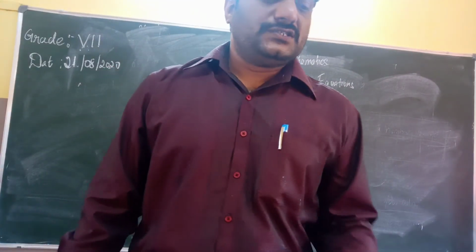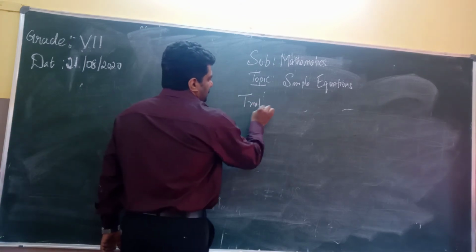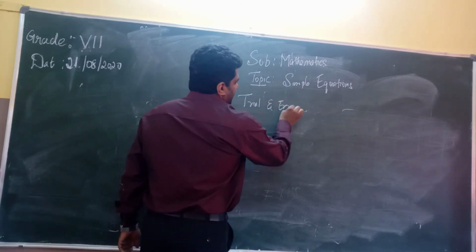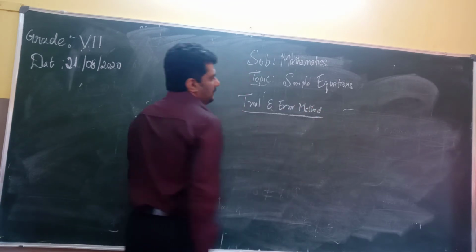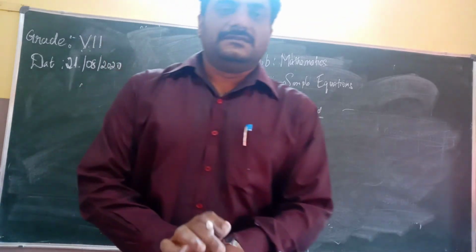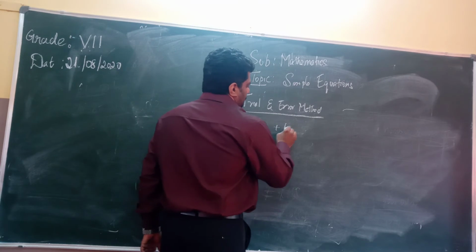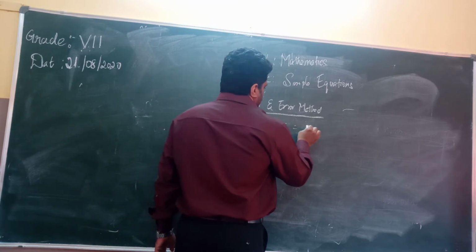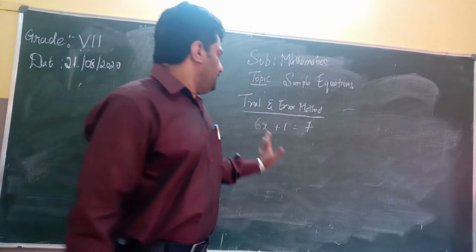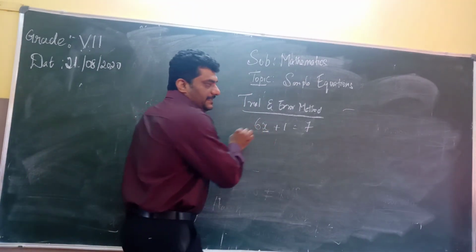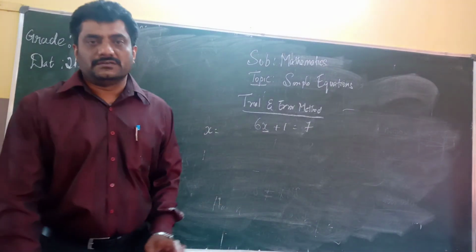Solve the following equations by the trial and error method. Now what is the trial and error method? 6x plus 1 is equal to 7. Look here, they have not given the value of x. We can keep it as whichever we want.